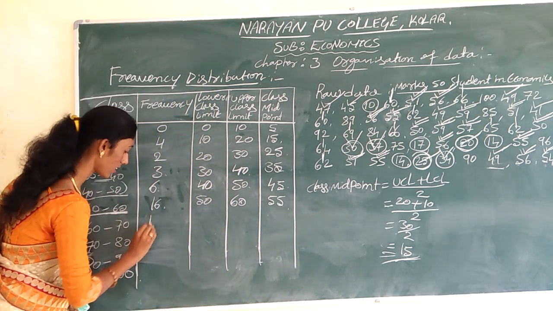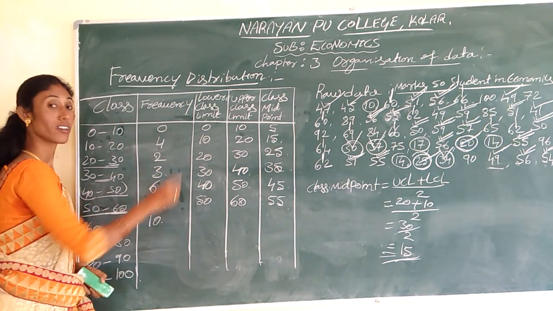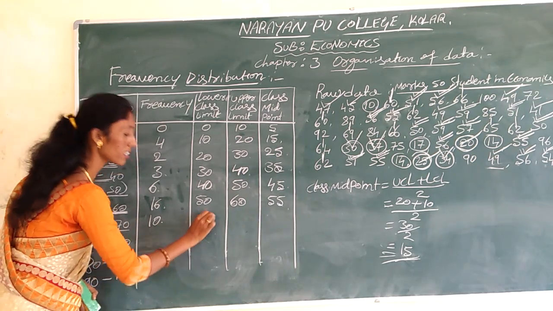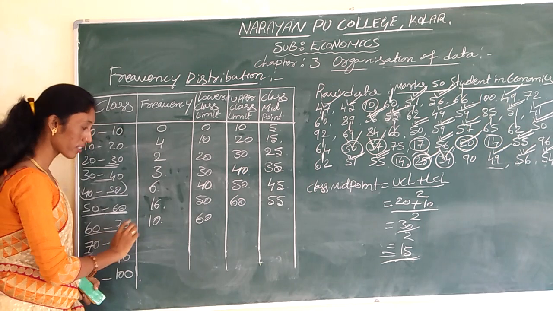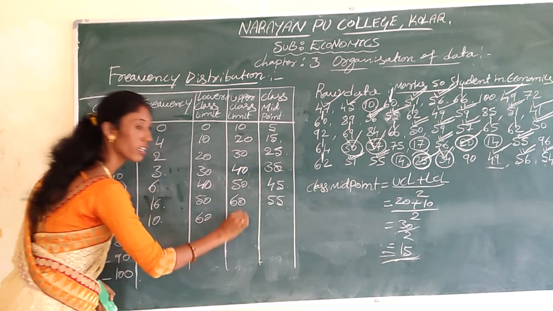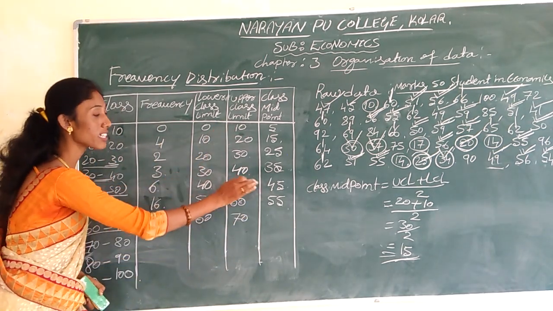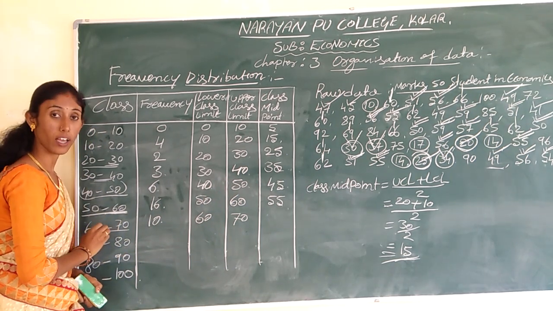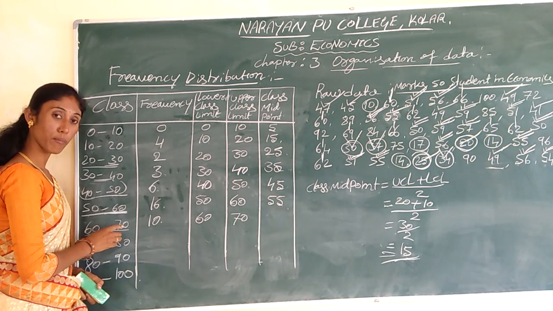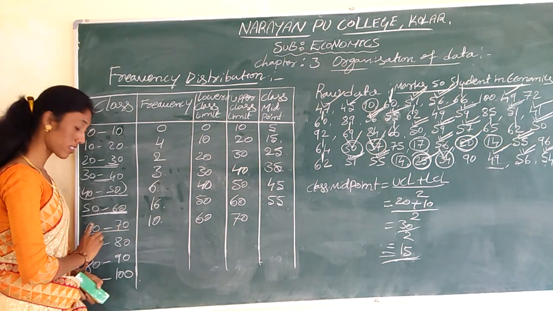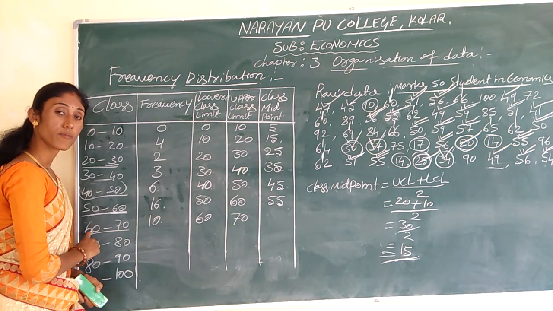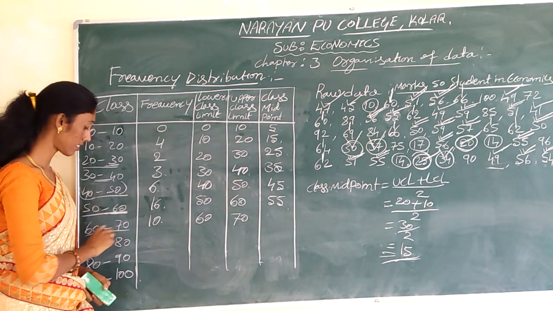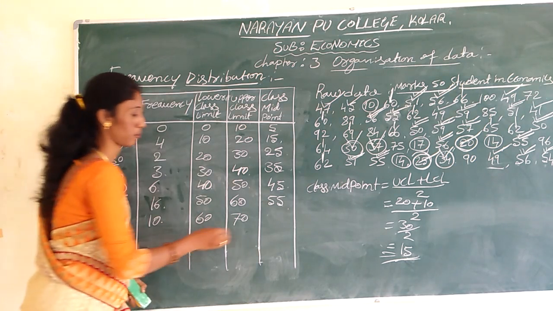Then the frequency is 10, and the lower class limit of this class is nothing but 60, and upper class limit of this class is 70, it means highest value. Then class midpoint or class mark is 65. How in the sense? 70 is the upper limit, 60 is the lower limit. 70 plus 60, we will get 130, and divided by 2, we will answer with 65.